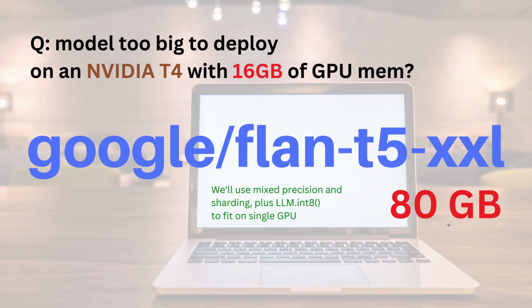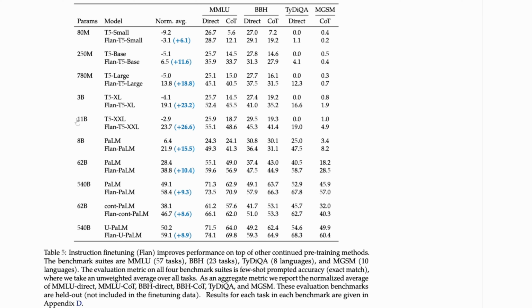And here are the different models. So last time I showed you our 3 billion parameter model, the T5XL. And now we go with the 11 billion parameter model, the T5XXL, in particular the FLAN-T5-XXL. And you have here the different benchmarks. You have here 57 tasks, 23 tasks. So here is a compendium of different benchmarks, and you see how the models compare, the FLAN-T5 and of course PaLM.